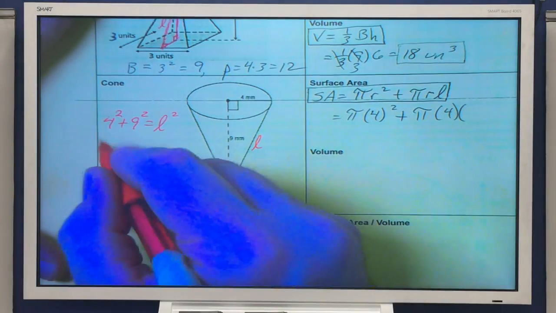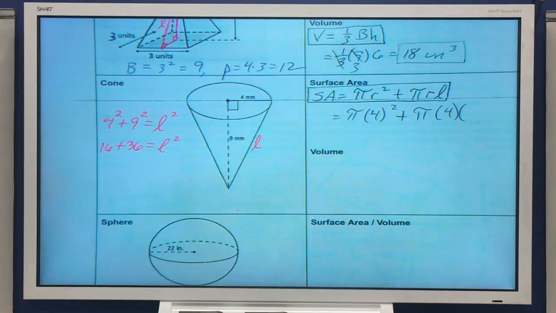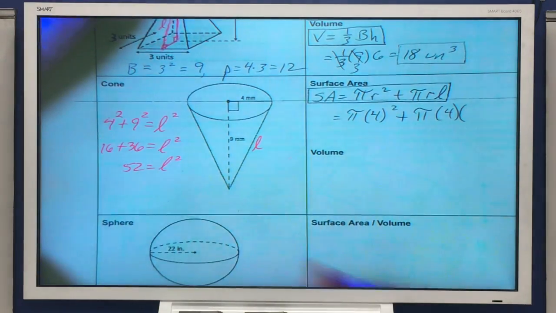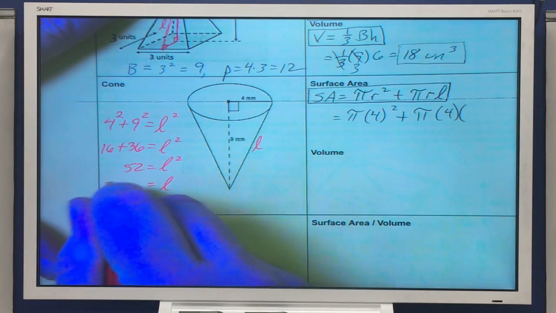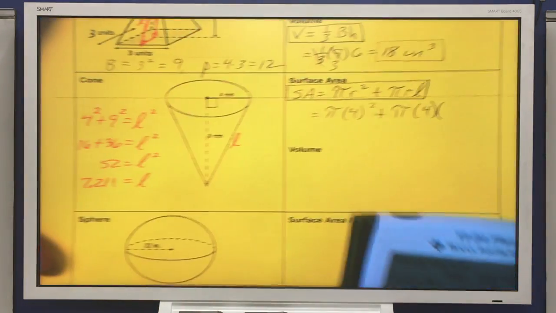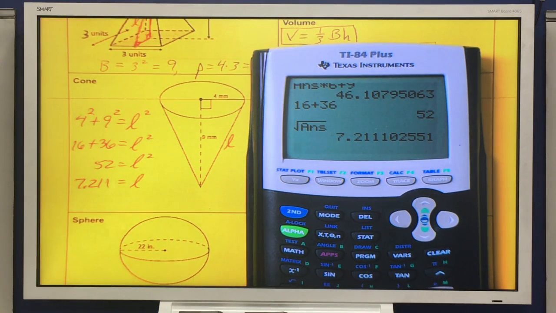So that means I've got 16 plus 36. And 16 plus 36 gives me a grand total of 52. That is your slant height squared. I have to take the square root of that bad boy. And I get 7.211. But just like I did before, I am not going to clear that number out of my calculator. Or in your case, out of Desmos. I'm going to leave that in there.